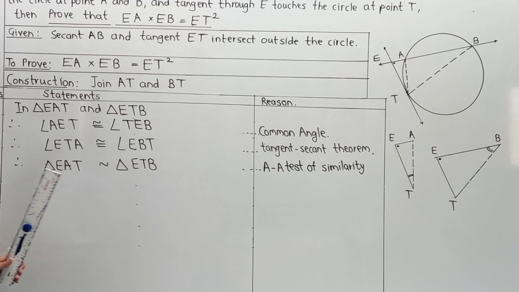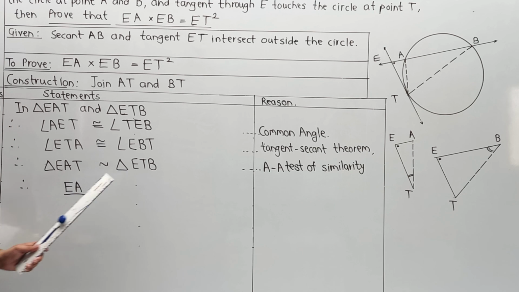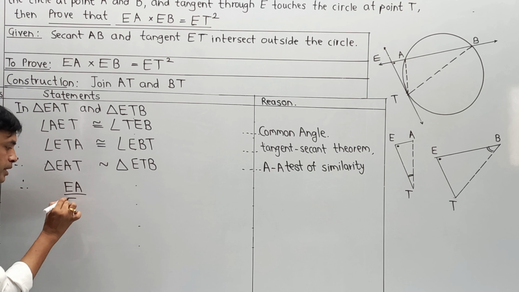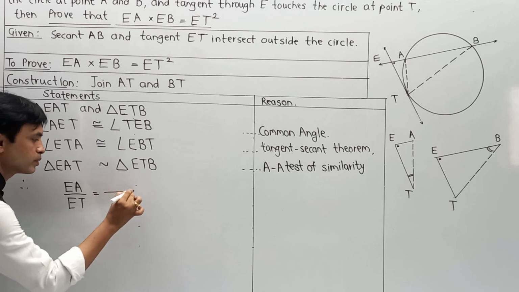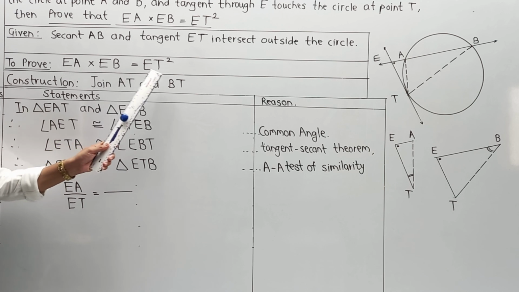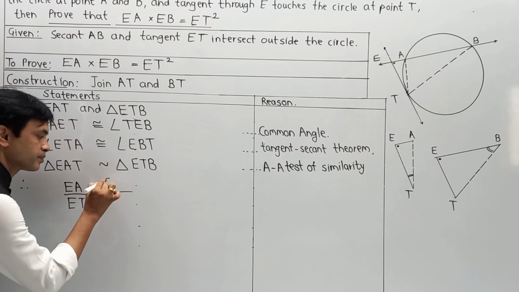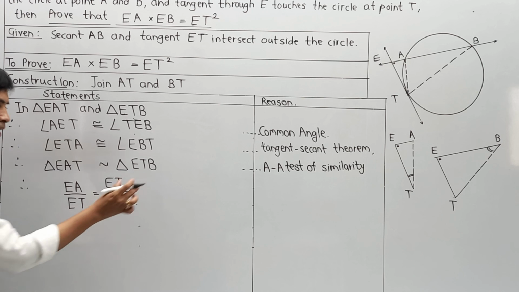Now, as these two triangles are similar, their respective sides are in proportion. So I am going to write one by one. The part is EA. If I write EA, then automatically from this it becomes ET, so EA upon ET is equal to another part over here. Our target is EA into EB is equal to ET square. So from here, I am going to take ET, then automatically it becomes EB.